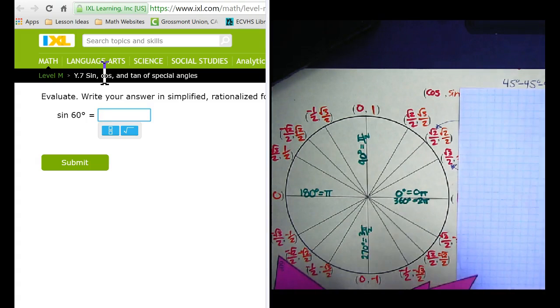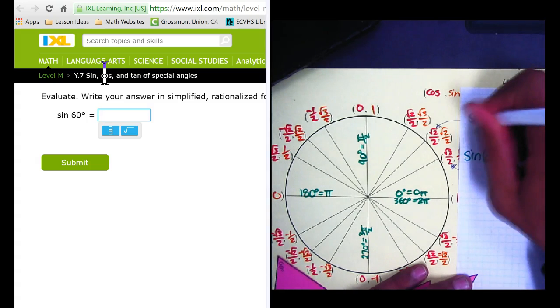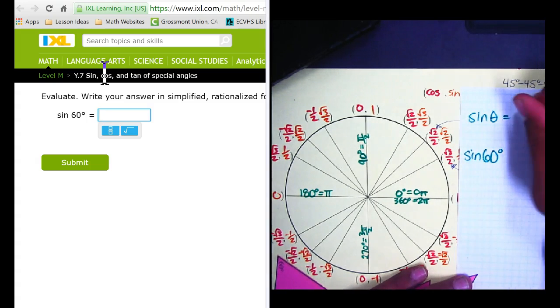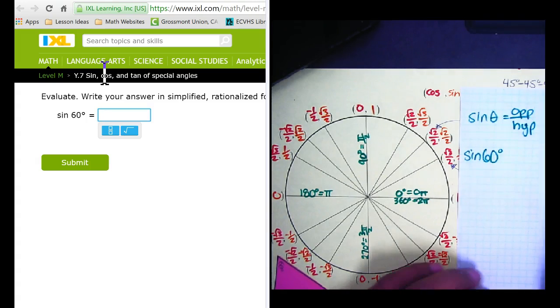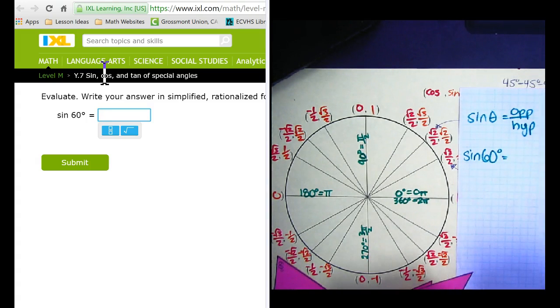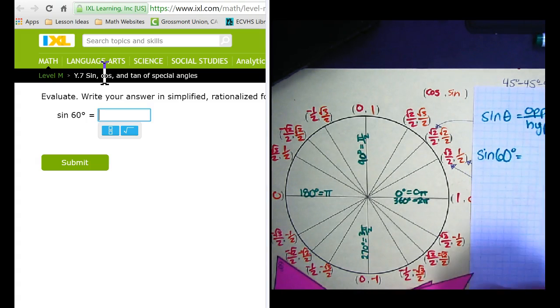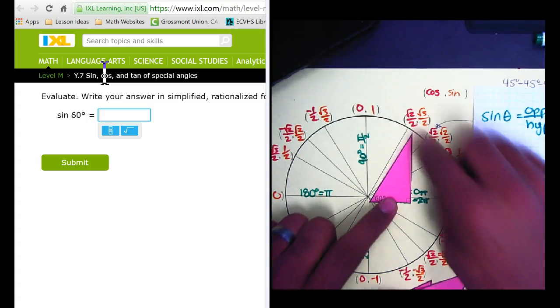First it says the sine of 60. Okay, the sine of 60. Well, first we have to remember, considering SOHCAHTOA, that sine of 60, or sine of anything, let's say sine of some angle, theta, is equal to the opposite side over the hypotenuse. Okay, so what we're going to do is look for 60 degrees. And on our unit circle, 60 degrees is here at this point.